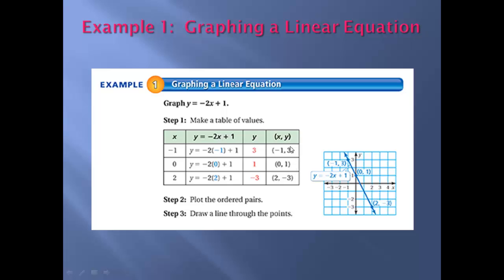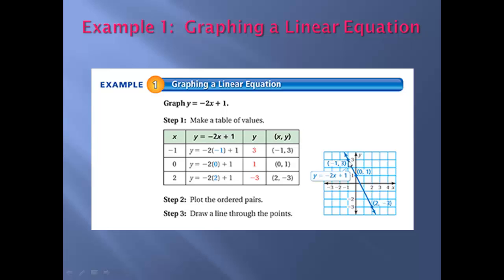Now what we would do is go and plot the ordered pairs. So negative 1, 3. We're going to start at 0, 0. We would go either left or right. We need to go left to go to negative 1. And then we have to go up or down. We have positive 3, so we're going to go up 1, 2, 3, and that's where your dot would be.